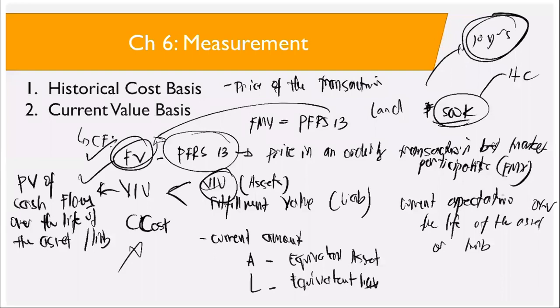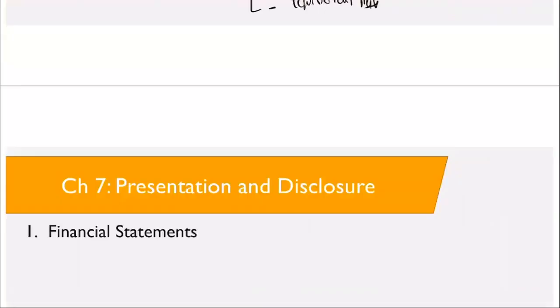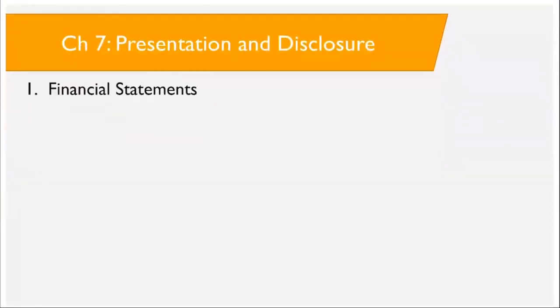Okay? Next, we go to chapter 7. We have your presentation and disclosure. So under presentation and disclosure, we have here your presentation over your financial statements and your disclosure over your financial statements. Okay, so where do we present? Normally, we present in your financial statements, and we already discussed your financial statements.